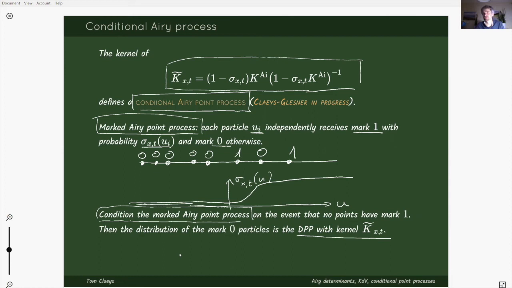This gives a nice interpretation of the Jacobi identity, because the Jacobi identity expresses the log derivative of a multiplicative functional in the Airy point process as a trace, which is an additive functional in a new point process, the conditional point process. We didn't realize this when we started studying it. It's more recently that we understood this.